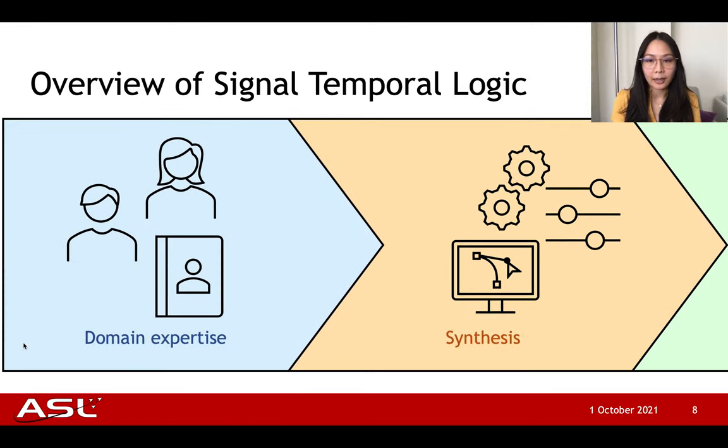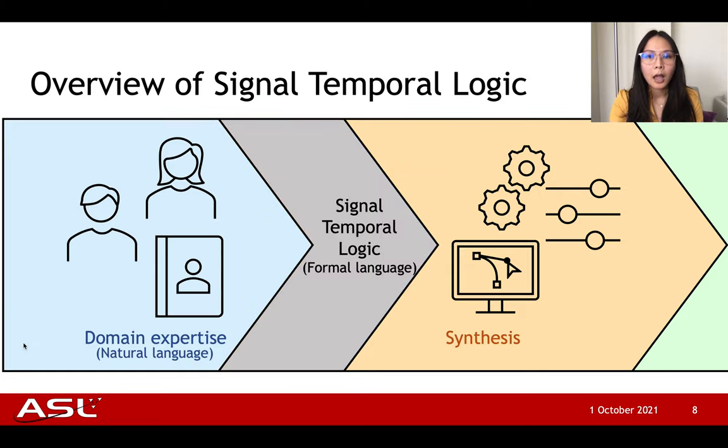If we take a closer look here, we need to be able to translate domain expertise, which is often represented in natural language, into some mathematical representation that can then be used for synthesis. And this is precisely what makes STL attractive. It is a formal language that is capable of translating specifications made in natural language into a mathematical representation that can then be used directly for synthesis. In the next couple of slides, I will describe the building blocks, grammar, and semantics of the STL language.